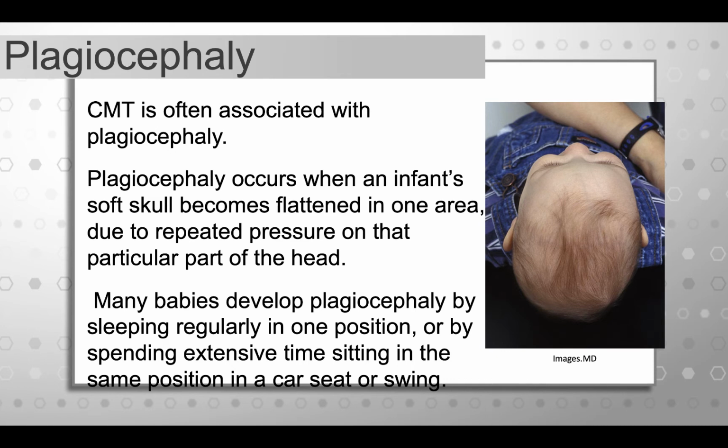And so we really want to watch that, because that can become something that, if we don't intervene before the baby's skull becomes more fused and hardened before their first birthday, can become permanent, a permanently misshapen head with those craniofacial asymmetries. Many babies develop plagiocephaly by sleeping regularly in one position or by spending extensive time sitting in the same position or in a car seat or swing.